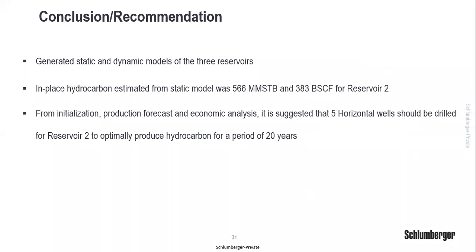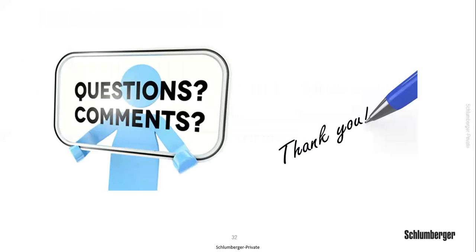Conclusion and recommendation: generally, we generated a static and dynamic model of the three reservoirs, and the in-place hydrocarbon was estimated. Then we initialized the model, and did production forecast and economic analysis. It is suggested that 5 horizontal wells should be drilled for reservoir 2 to optimally produce hydrocarbon for a period of 20 years. Thank you guys for listening.